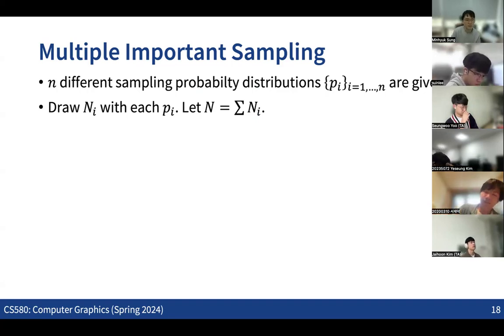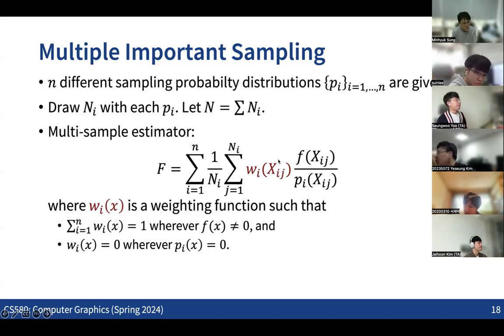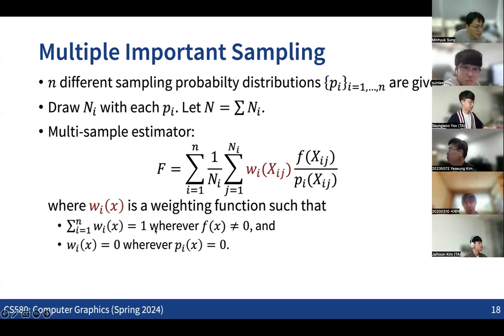For those cases, what we're going to do is define the multi-sample estimator like this. This is similar to the Monte Carlo estimator, but we have a new weighting function here. Also, we define the weight function in a way that for the same sample X, the sum of the weights over all the probability density functions becomes one. This is the condition, and also the weight function should be zero wherever the probability becomes zero.